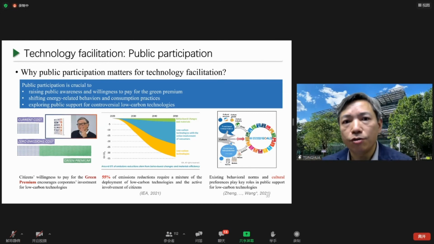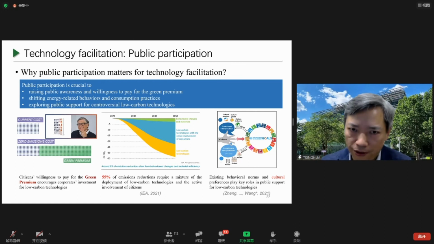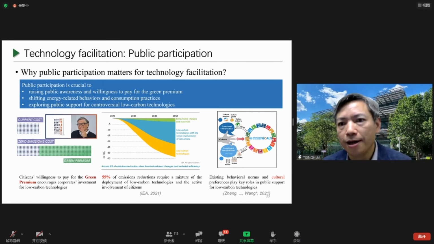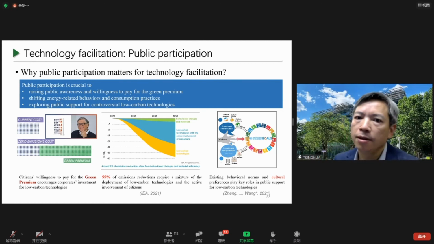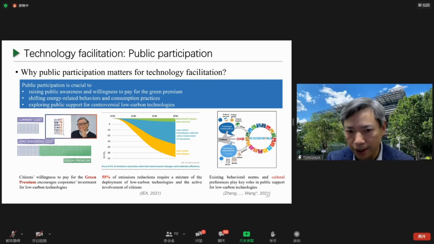However, it is worth noting that not all the behavioral changes for carbon neutrality would be equally easy to achieve everywhere, and the policy interventions would need to draw on insights from behavioral science and take into account existing behavioral norms and cultural preferences. Some behavioral changes may be more socially acceptable than others.